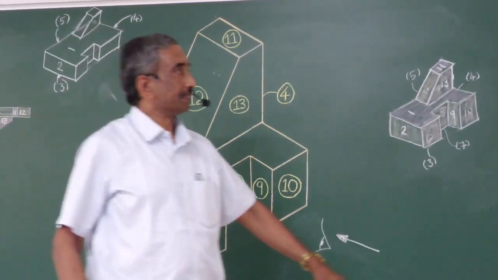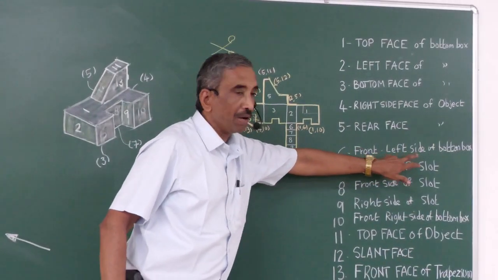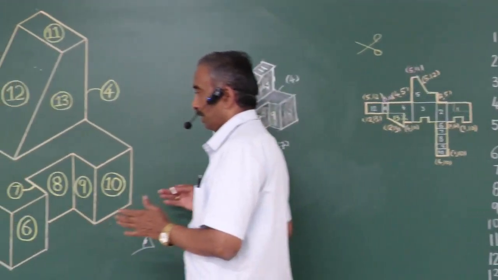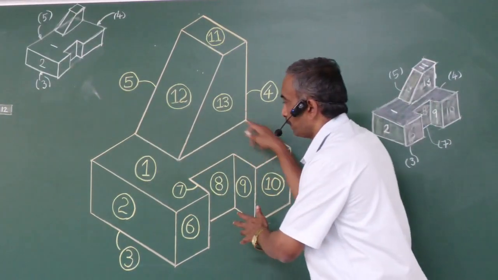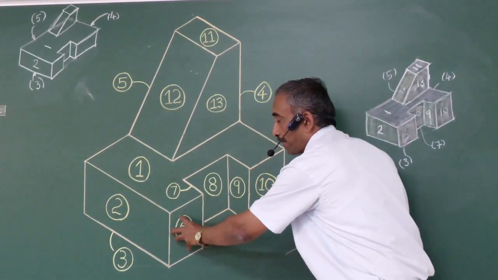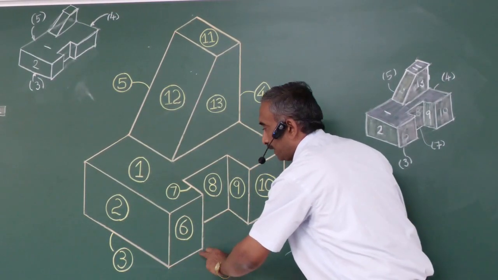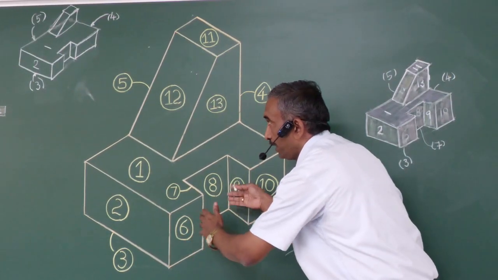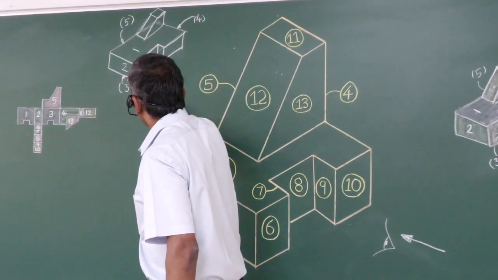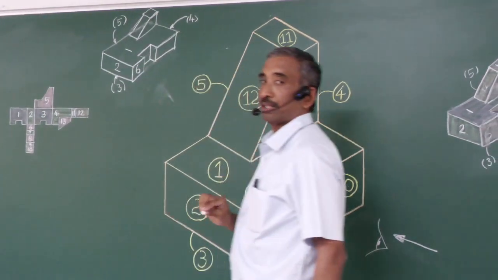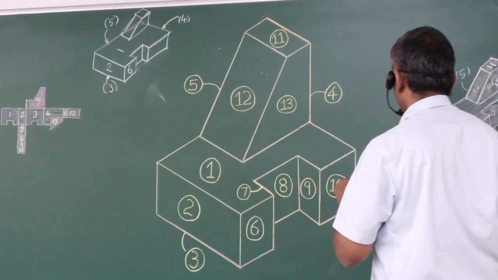What is face 6? Face 6 is the front left side of the bottom box. Look from here. This is my front and this is my bottom box, and this is my front left side. So this is my face 6, the front left side of the bottom box. In the drawing you have made, mark this as face 6.